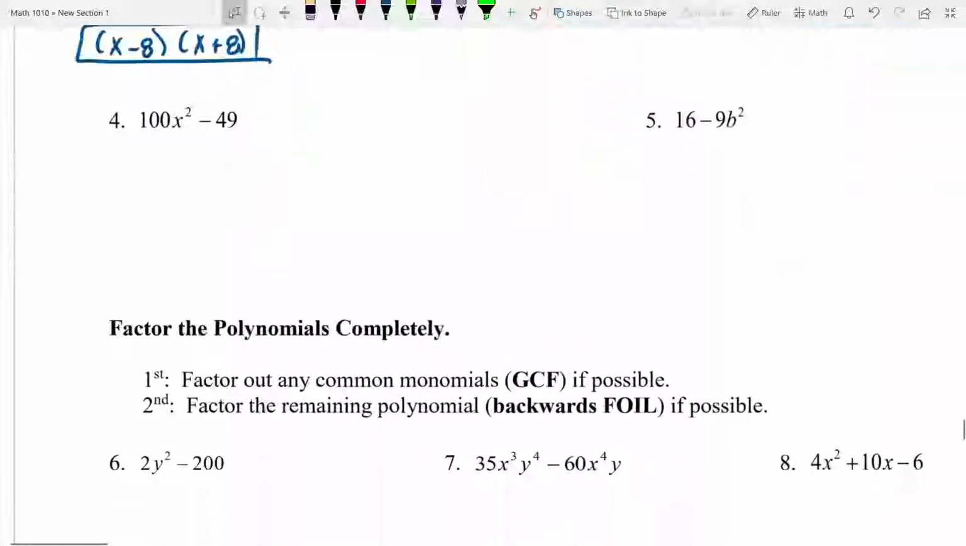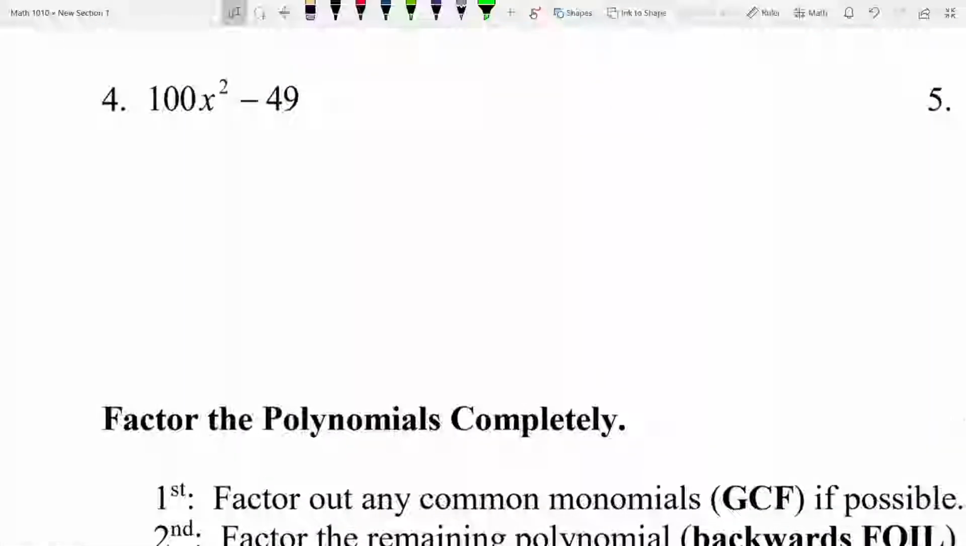Who cares? Okay, 100. I'm going to go like this. Do my parentheses. 100 is going to go to 10 and 10, but with that 10 goes an x. One's a plus, one's a minus. It doesn't matter if you go plus, minus, or minus, plus. And then what to the second gives you 49, everybody? 7. So simple. So simple.